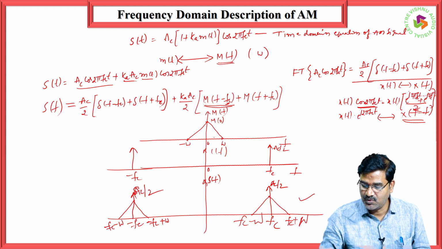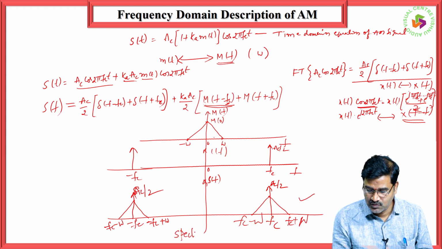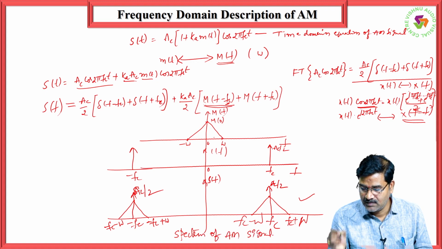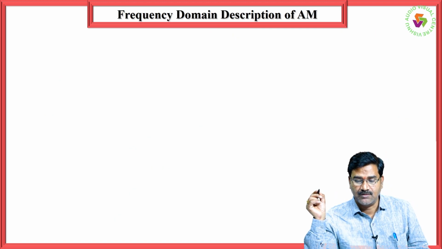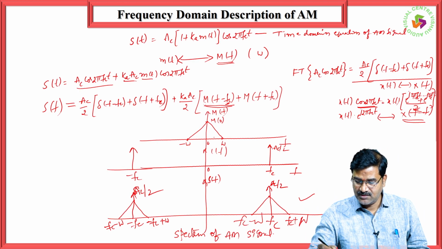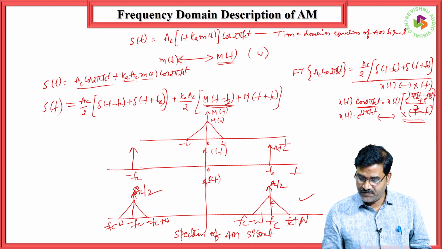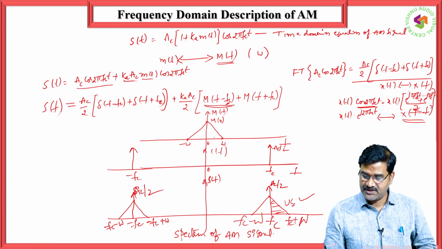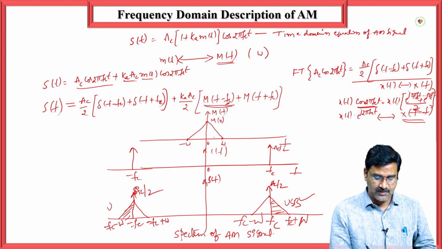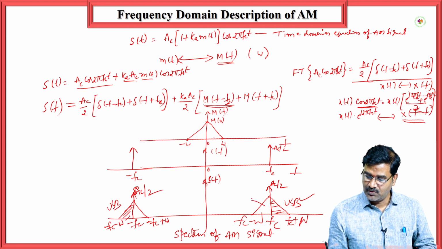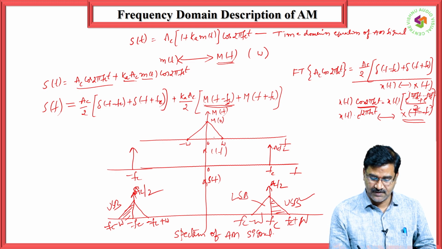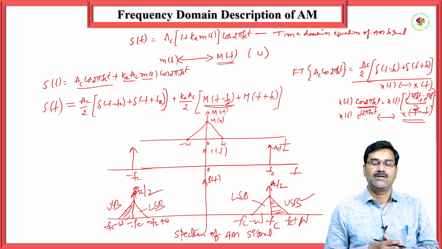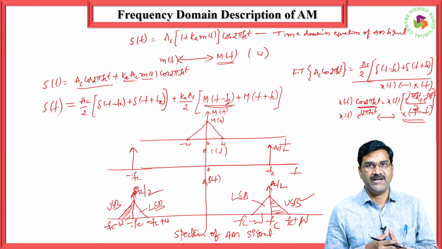So this is the spectrum of the AM signal. This is the spectrum of the AM signal, right? So now if you look at this, the frequencies which are above fc are called upper sideband frequencies. This is USB frequencies. The frequencies below fc are called lower sideband frequencies, LSB frequencies. So this is the frequency spectrum of the AM signal, the frequency domain description.